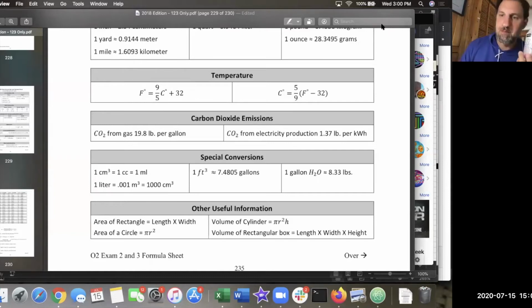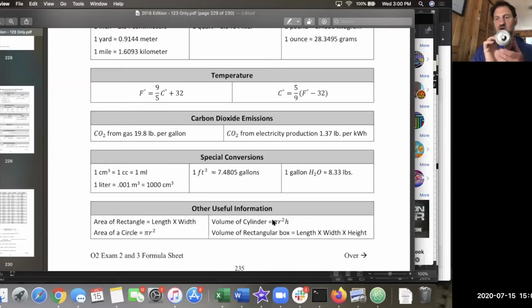I don't know if you can see my video or not, but in terms of doing this volume of a cylinder calculation, I would need to know how high this is, and I would need to know what the radius is. Now, the radius is from the center to the side.